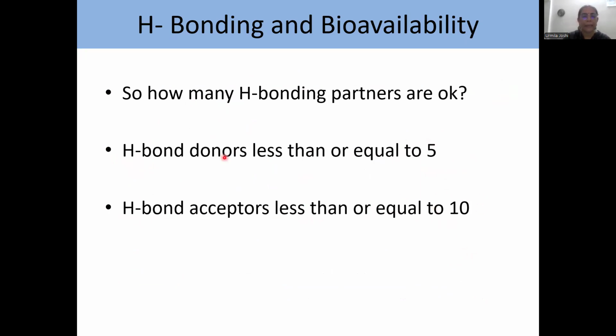Now, I hope you realize every functional group has one hydrogen bond donor, that is the OH or NH. But incorporated in that hydrogen bond donor is one hydrogen bond acceptor. If it is OH, then the H forms the hydrogen bond donor, and O can also act as a hydrogen bond acceptor. And so hydrogen bond donors less than or equal to 5 and hydrogen bond acceptors less than or equal to 10.